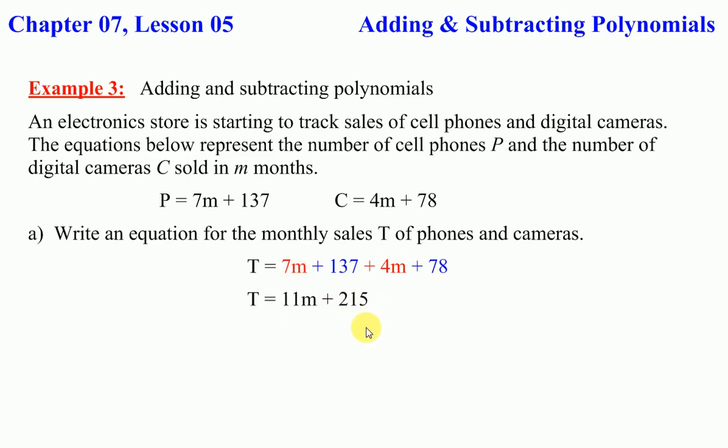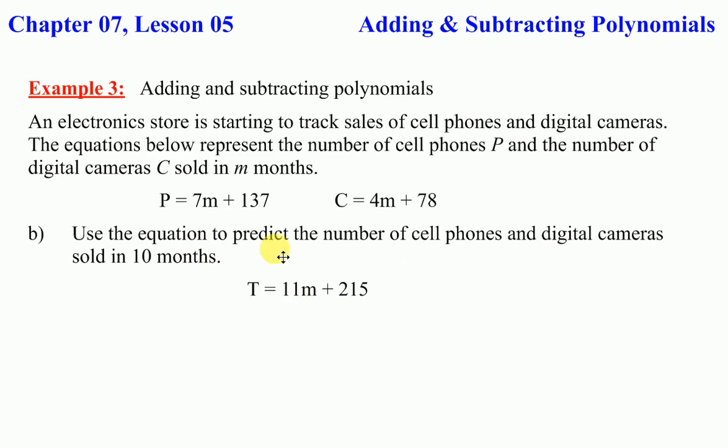Now I can use this. It says use the equation to predict the number of cell phones and digital cameras sold in 10 months. Remember, M stands for months, so I'm going to put a 10 in there. 11 times 10 plus 215 is 325 phones and cameras.